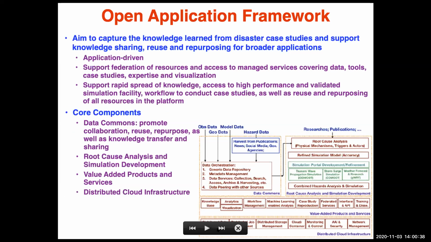For the distributed cloud platform, the goal is to capture the knowledge learned from disaster case studies and support knowledge sharing, reuse, and repurposing for broader applications, which is still ongoing. Next slide, please.